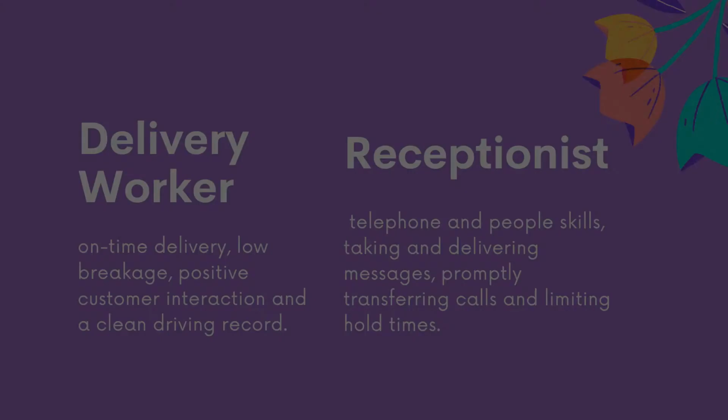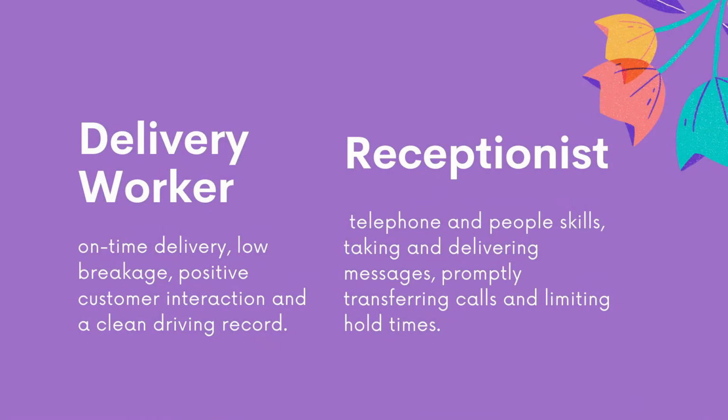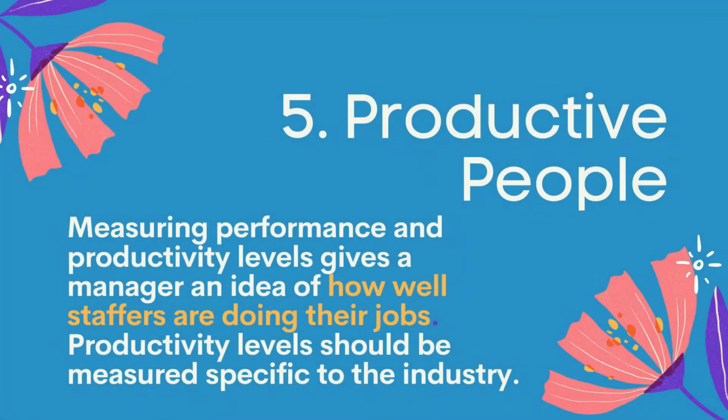For example, a delivery worker's goals would include on-time delivery, low breakage, positive customer interaction, and clean driving record. A receptionist might be graded on telephone and people skills, taking and delivering messages, promptly transferring calls, and limiting hold times. Next, productive people.